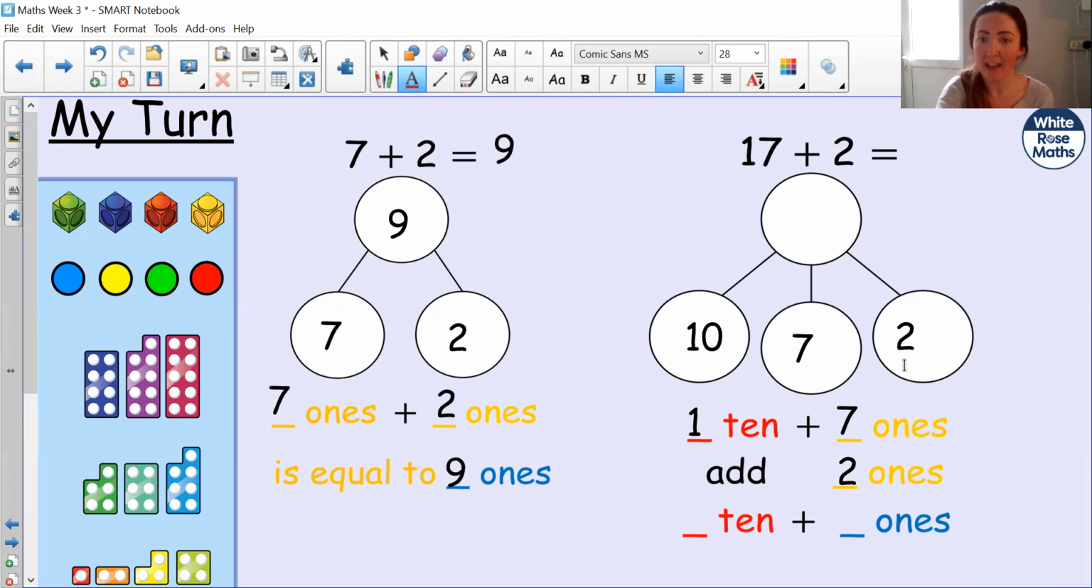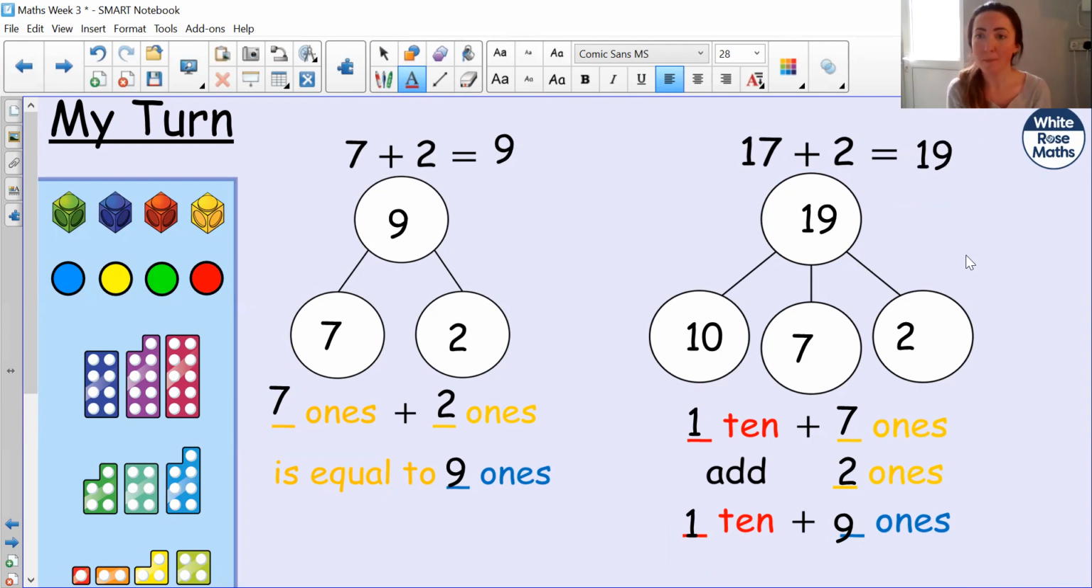So that's the same then as saying 10 add 9, or 1 10 add 9 1s. And 1 10 add 9 1s is 19. Exactly. So that means that 17 add 2 equals 19.